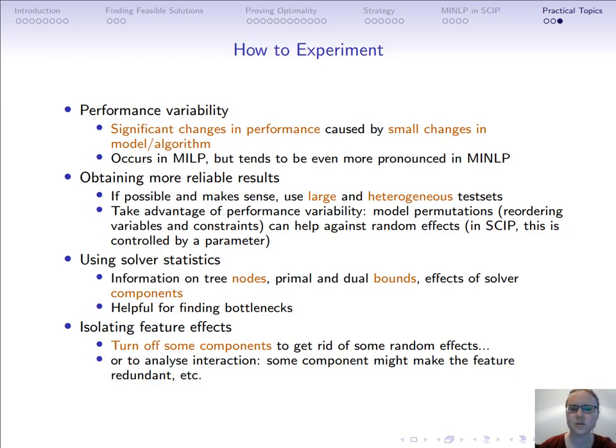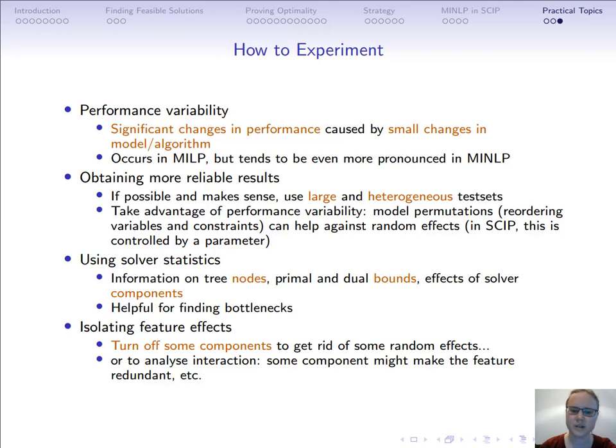One way is to use, if possible, large and heterogeneous test sets. This means that, for example, if you're interested in the impact of a certain general purpose feature, then you might want to test on models that come from different applications and have different structures, different types of functions, and so on. If you're interested in a particular application, there can also be some diversity which comes from different instances and different data.